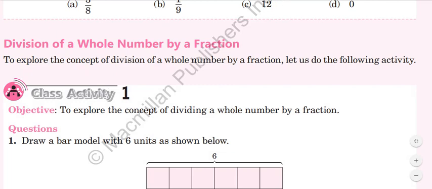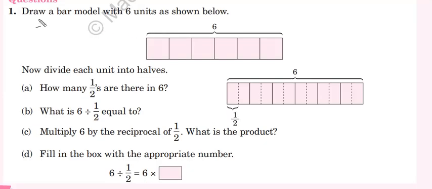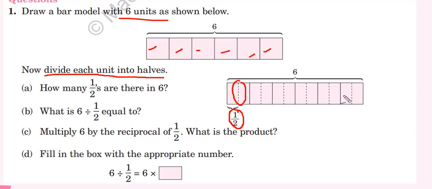To explore the concept here, let us have this activity. So students, now let us see what they have done. Draw a bar model with 6 units. So here how many units do we have? 1, 2, 3, 4, 5 and 6. Now what they have done is divide each into halves. That means this dotted line which you can see here, they have drawn for each unit so that this represents half of the unit. They have marked it this way, the dotted part you can see here.